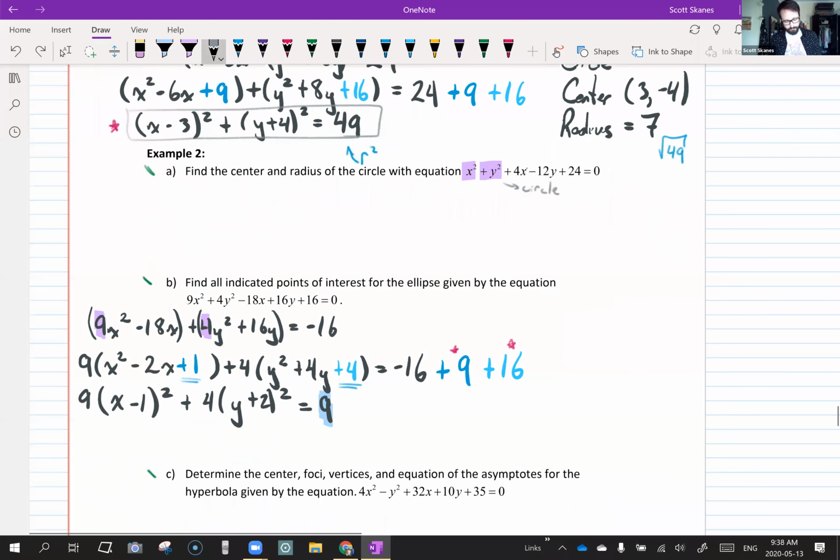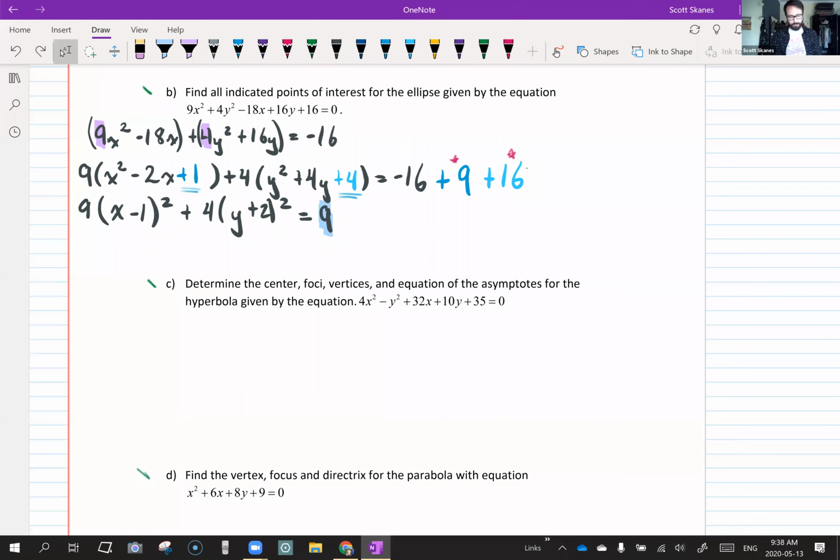So right away, we know that it needs to look like an ellipse. If it needs to look like an ellipse, then we need the right side to be 1. So we divide everything by 9. And then we'll have our answer. So that gives us, you know, that'll cancel this out. It'll make 4 over 9. Let's just go ahead and do it, and you can see what I mean.